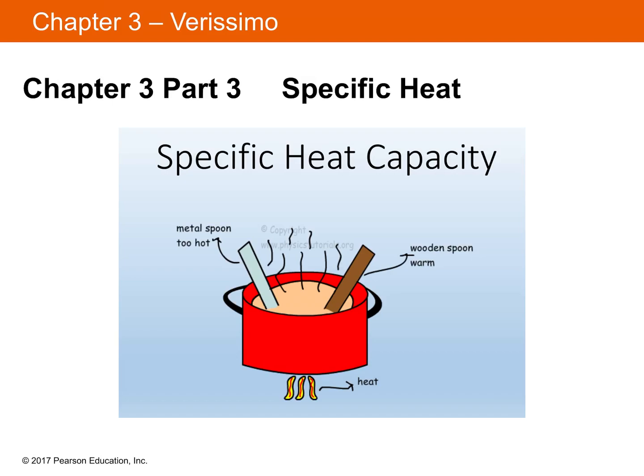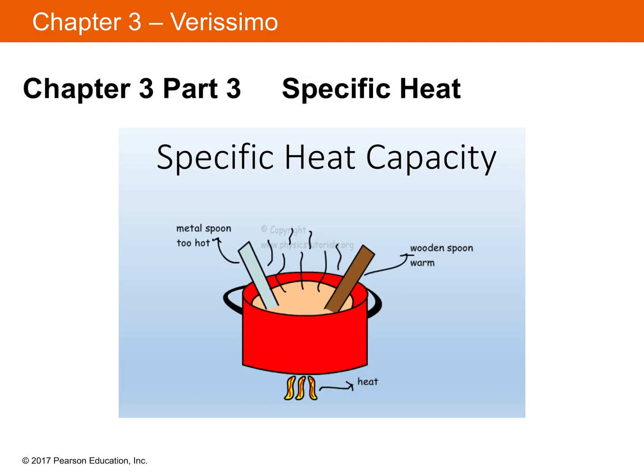Specific heat capacity tells us things like, in looking at this pot of water on the stove, or maybe a pot of soup, which things will heat up faster or slower, and that's all based on the specific heat capacity.